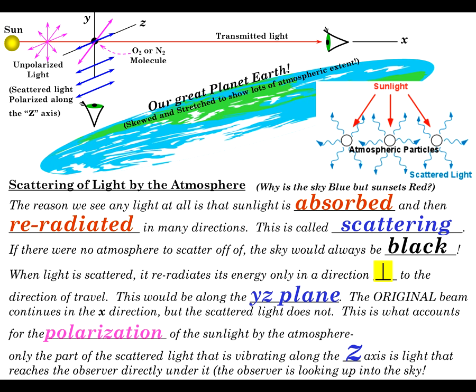All right, so that is scattering in basic, and now we want to look at some of the particulars of what light is actually scattered. So let's consider that a little more carefully.